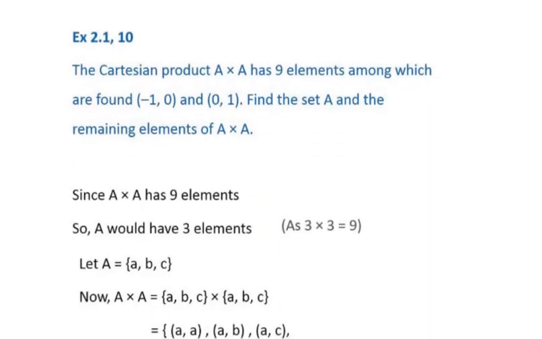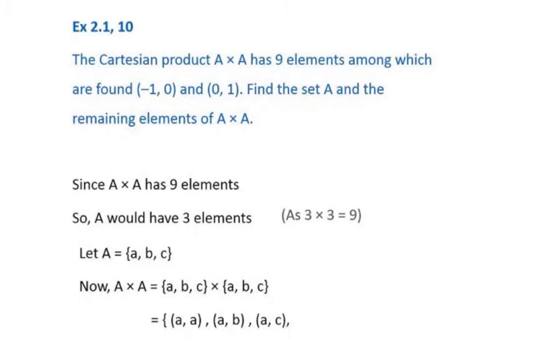Okay, now exercise 2.1 question number 10. Here I have selected a few sums which are of the same kind. The Cartesian product of A cross A has 9 elements, among which (-1, 0) and (0, 1) are found. Find the set A and the remaining elements of A cross A. First thing we have to do is find the number of elements in set A.